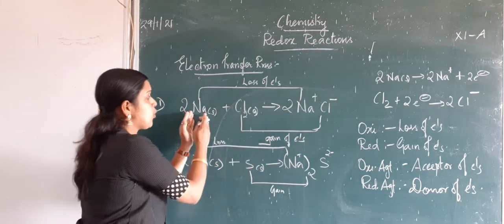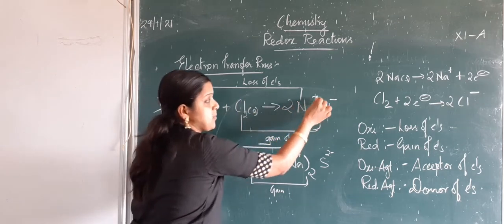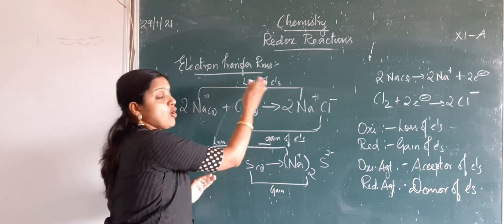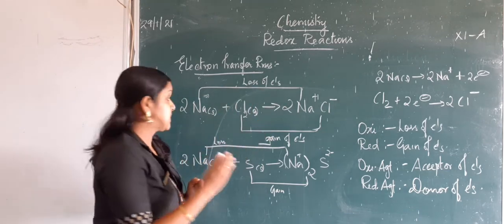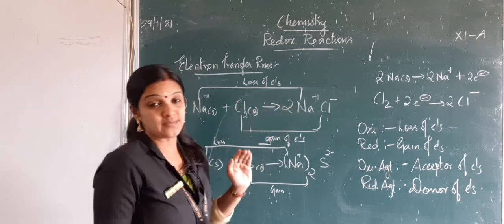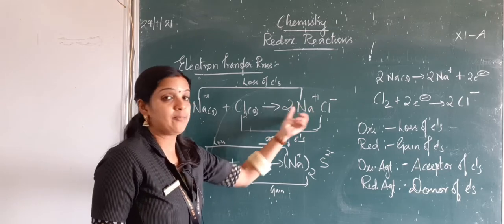If you see, sodium oxidation state is 0 here. From 0 it has gained plus 1. There is an increase in the oxidation state with the loss of electrons. I would rather say sodium has got itself oxidized. Sodium metal has oxidized to Na+.